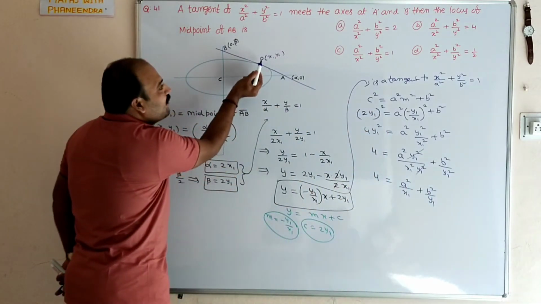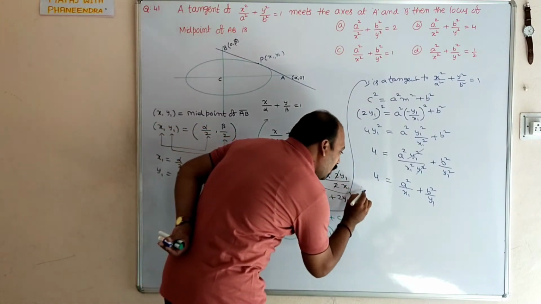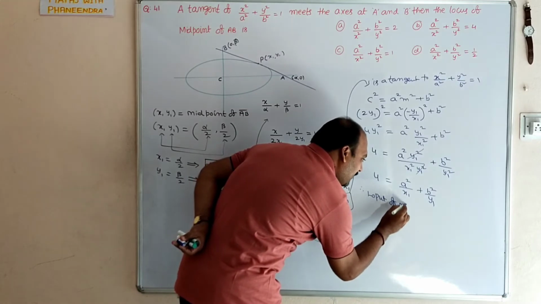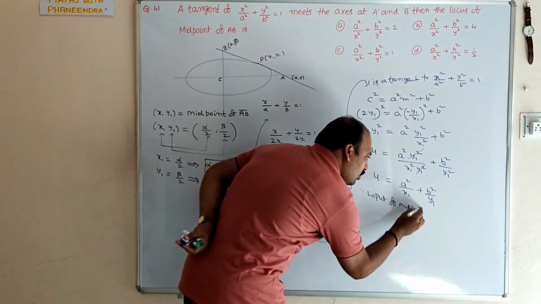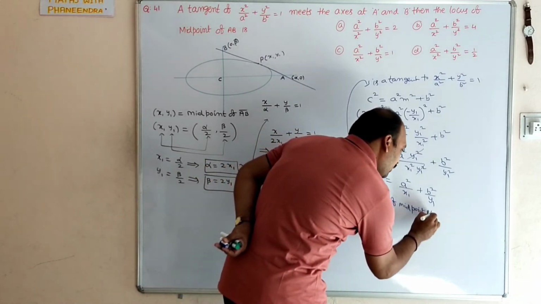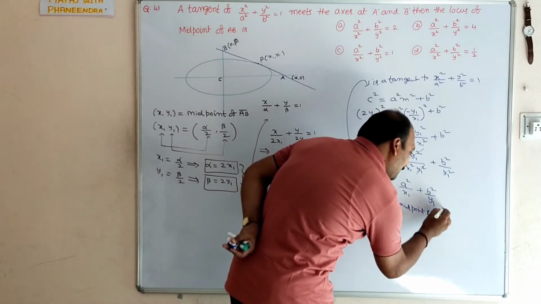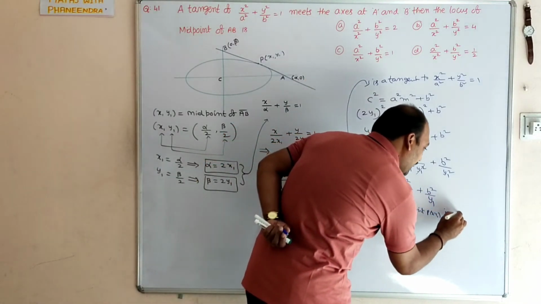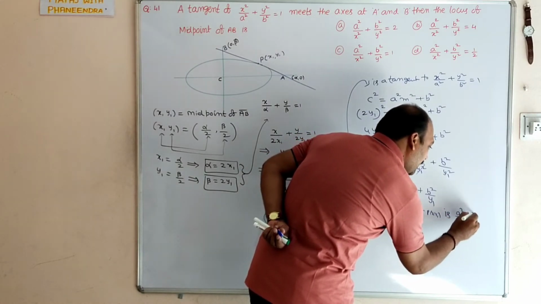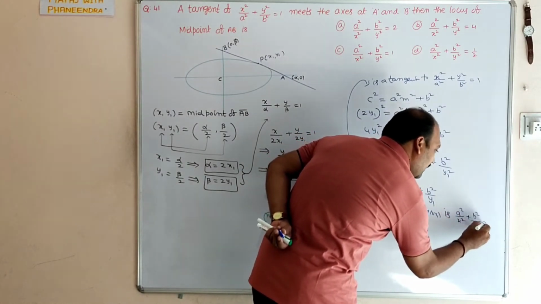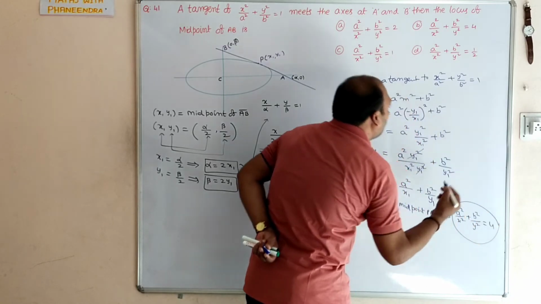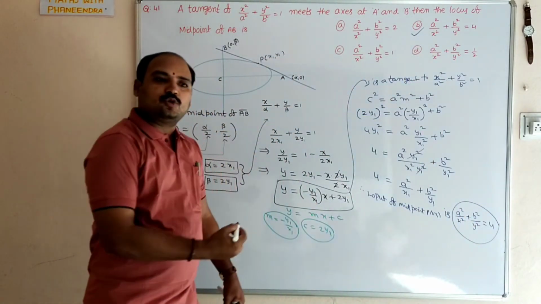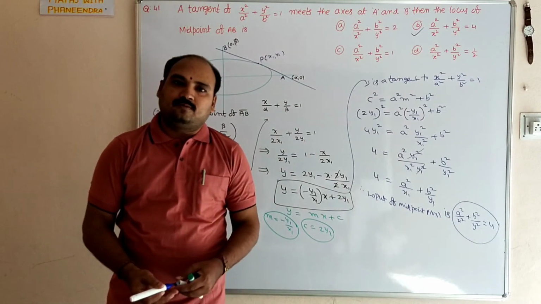Here the locus of midpoint. Midpoint means what? P of x1 y1. Locus of midpoint x1 y1 is, in place of x1 y1 you have to keep x comma y itself. So a square by x square plus b square by y square is equal to 4, which is there in the option B. We will move to the next question.